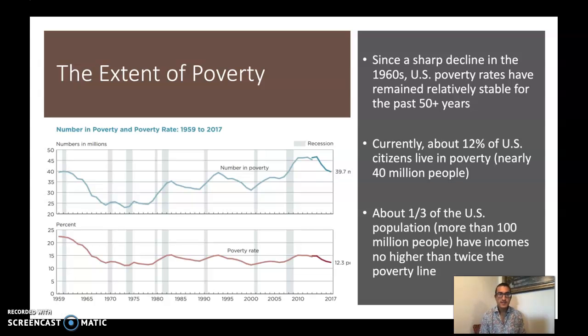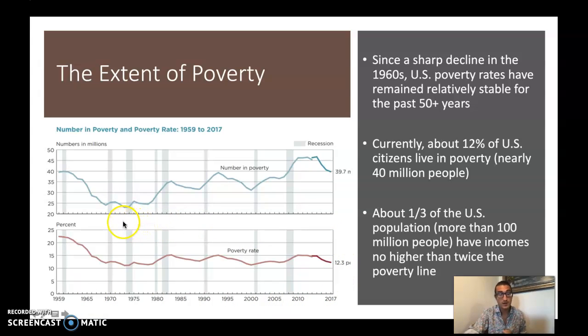All right, so this particular slide just shows a few different graphs displaying the historic progression of poverty throughout the United States. This top graph is showing the number, in millions, of people that have lived in poverty every year from 1959 to 2017. And this bottom graph is showing the rate, so the percentage of people in the United States that have lived in poverty every year, again, since 1959.